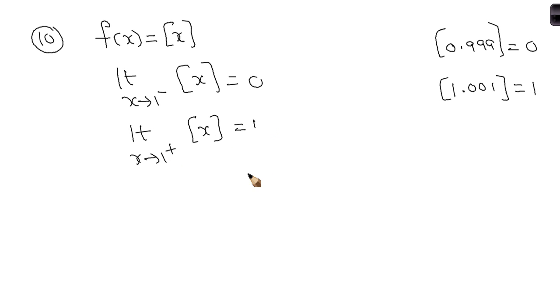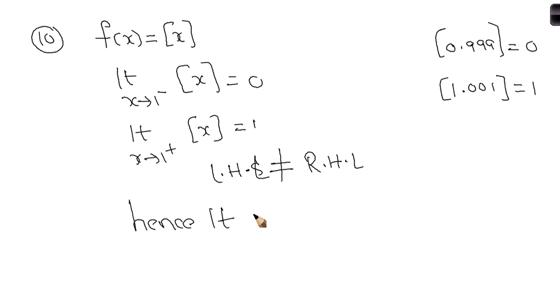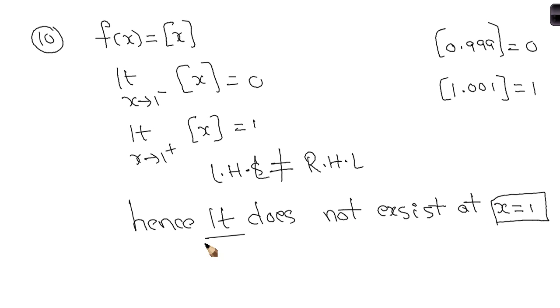Am I clear? So the left hand limit of this greatest integer function is clearly not equal to the right hand limit. So I can say the limit of this function does not exist at x is equal to 1. Since the limit does not exist, clearly the function is not differentiable at x is equal to 1.